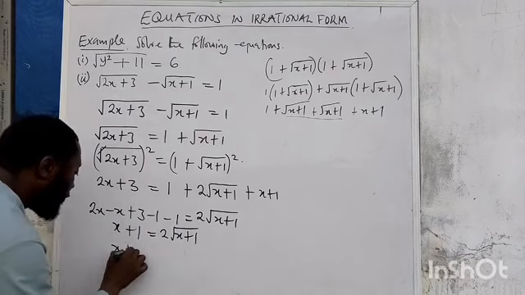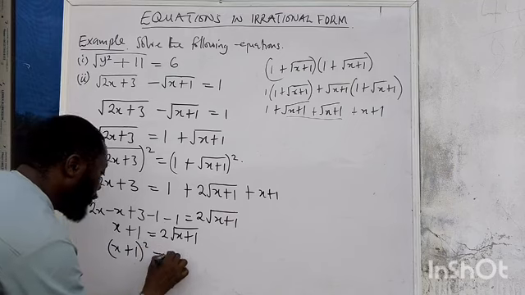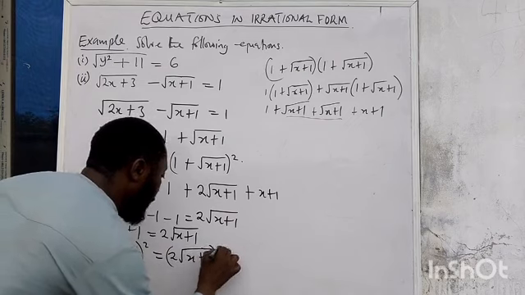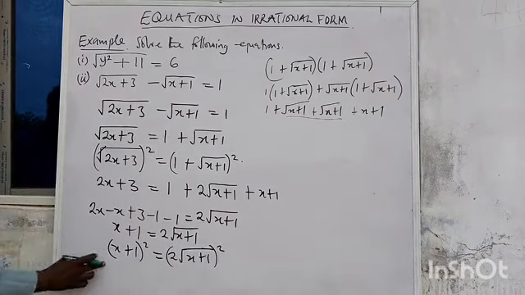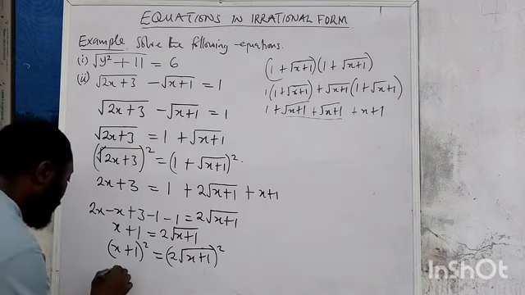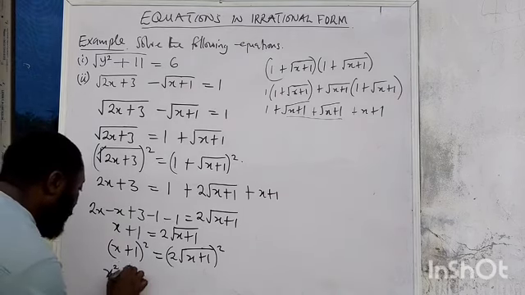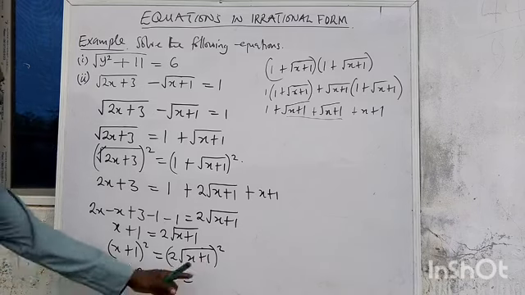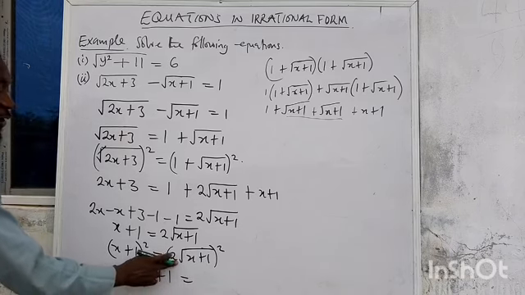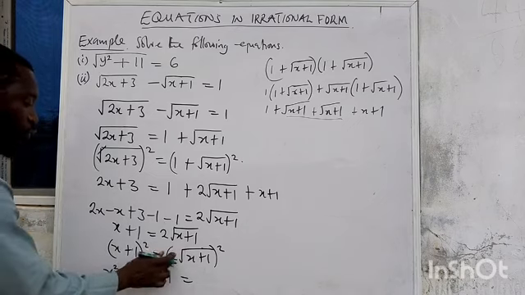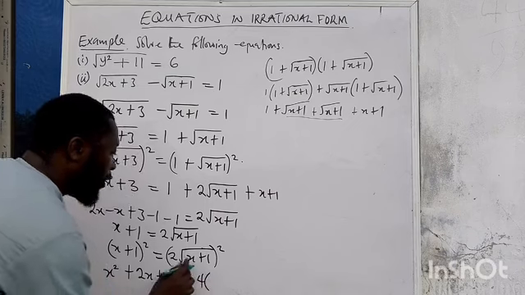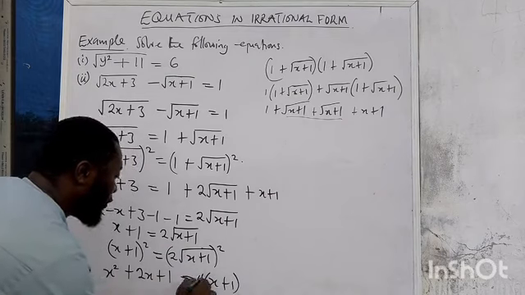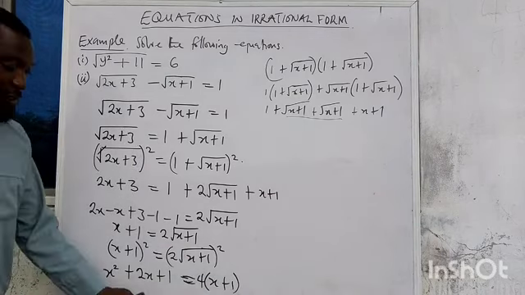So now we have (x + 1)² = (2√(x + 1))². Now expand this the normal way, carefully, so you have x² + 2x + 1 equals... Now here you have a number outside the root, so the square will affect the number outside as well as the root. So 2² will be 4, and when you square this root, the square removes the root, so you have just x + 1, close the bracket. Now we are getting there.